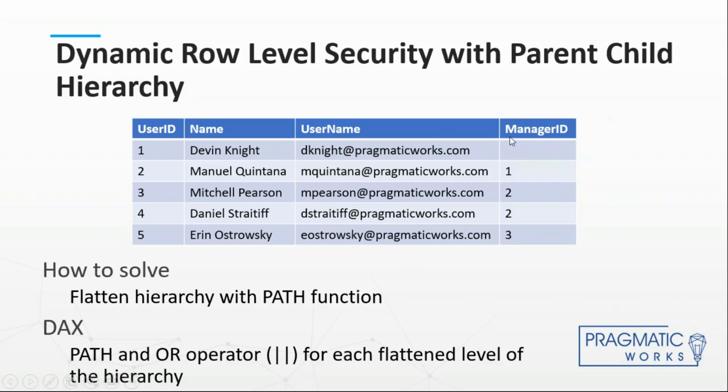So you can see the difference in this example is I have a manager ID column on the far right, and I have a user ID column on the far left. Well, anytime you see a manager ID of 2 in this scenario, those are people that report to Manuel.